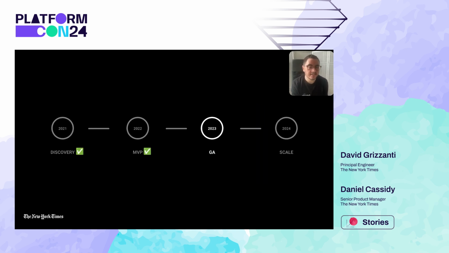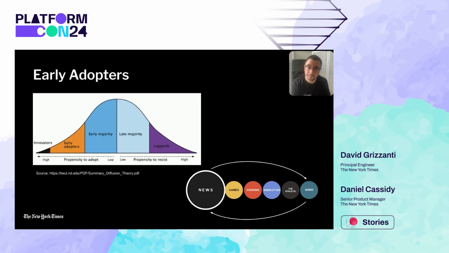After our successful MVP, our next milestone was general availability, where we learned that general availability is not just about maturing your technology and capabilities, but also about maturing your processes around iterating on your platform. I want to quickly discuss this theory called the diffusion of innovation theory, which explains how new ideas or technologies spread or diffuse across a social organization.